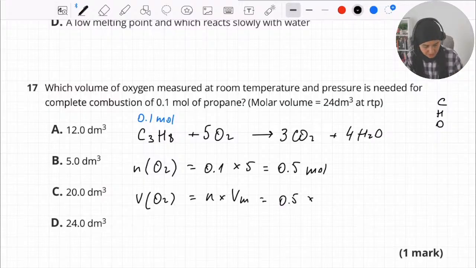Right, so I do 0.5 times whatever molar volume they gave me. They gave me 24, so it's 12 dm cubed. So A.